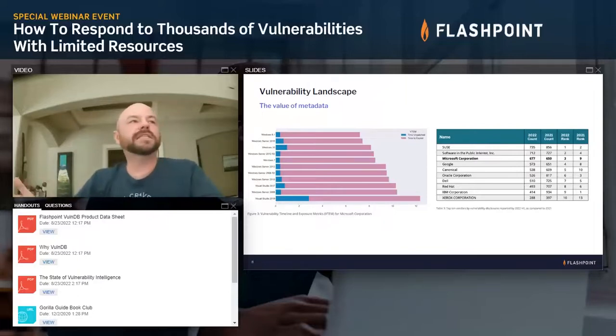And those timelines give us some fascinating metadata around the vendors and the products so that we can say which vendors have a good record about patching, because it's not about how many vulnerabilities you have.